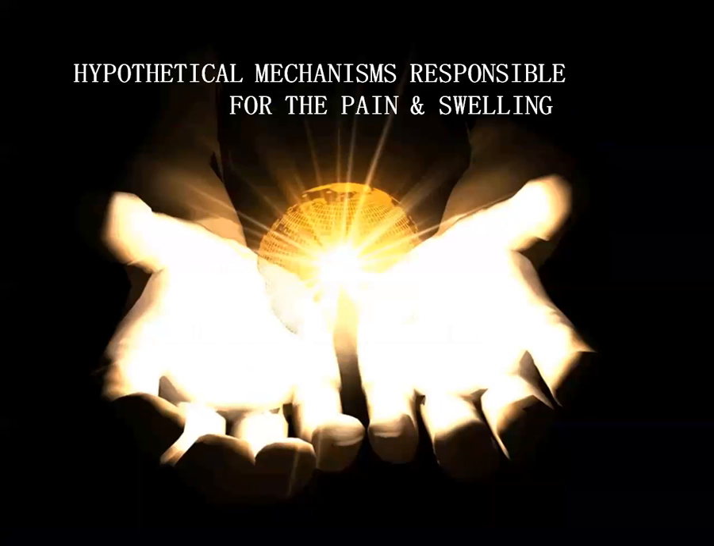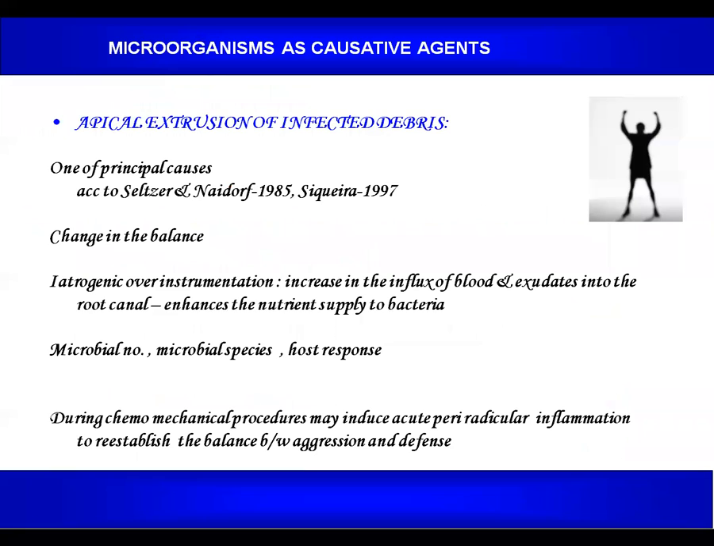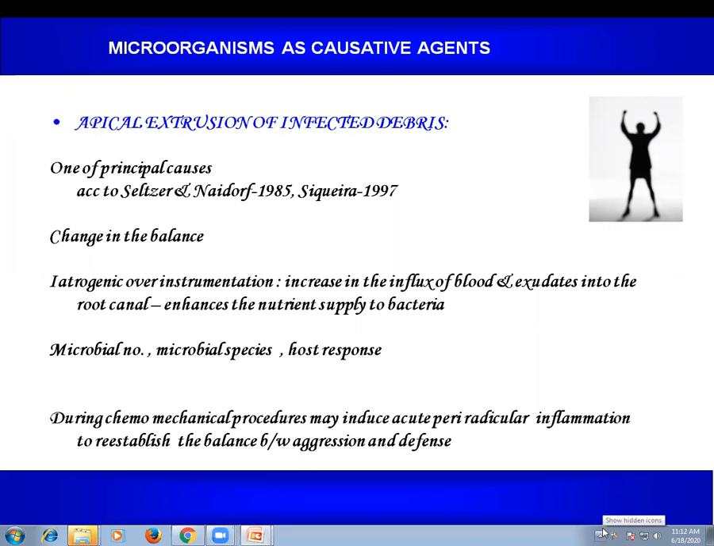Hypothetical mechanisms responsible for the pain and swelling. Microorganisms as causative agents. Apical extrusion of the infected debris is one of the principal causes, according to Seltzer and Naidorf and Siqueira. Change in the balance, iatrogenic over-instrumentation, increase in the influx of blood and extrusion into the root canal.